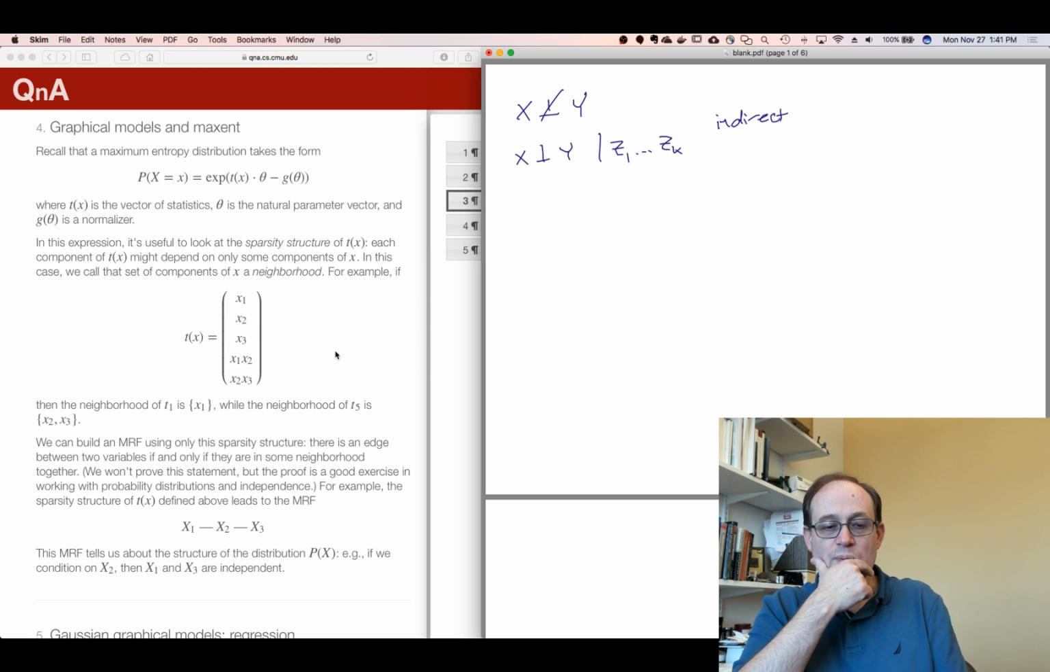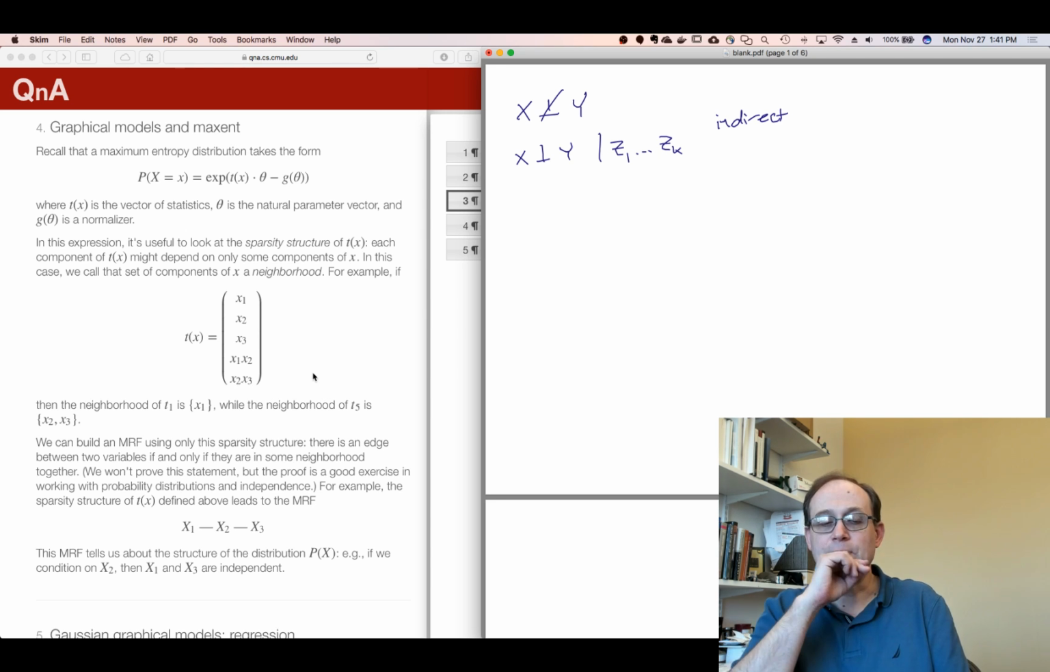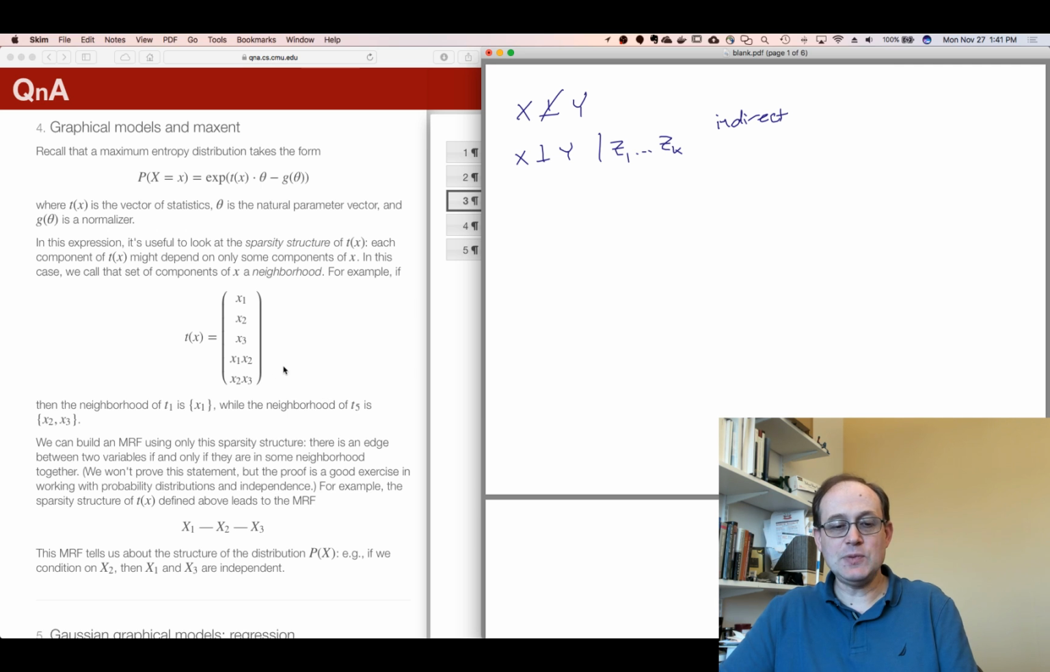Now, there's kind of a nice property of this particular vector of features, which is that it's sparse in the following sense. Each one of our features depends not on all of our possible random variables, but only on some subset. So for example, this first feature depends only on x1, and this last feature depends only on x2 and x3. All right? And so we'll call that the neighborhood of each feature. And we can draw a graph, if we want to, that has an edge between two variables if and only if they share a neighborhood, right? So here, x1 and x2 are in the same neighborhood, so we'll draw an edge between them. And x2 and x3 are in the same neighborhood, so we'll draw an edge between those.